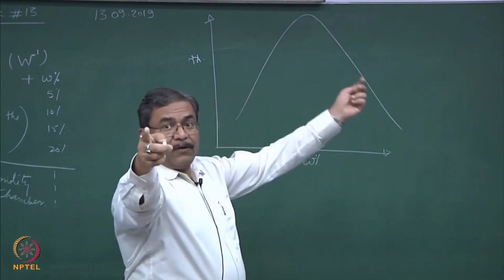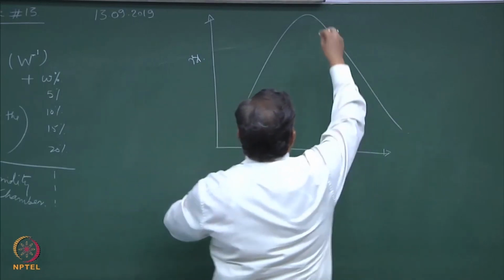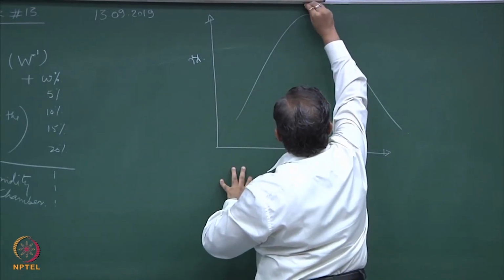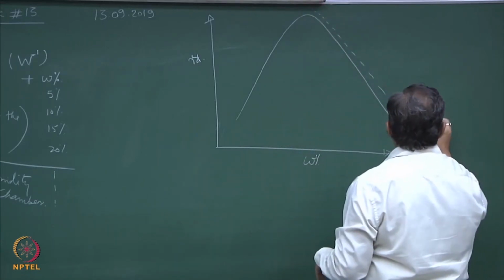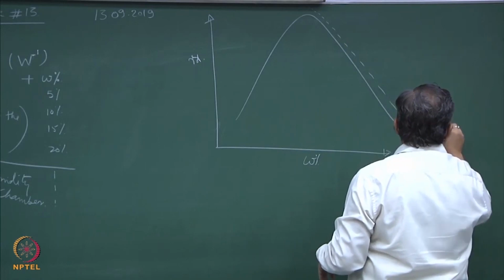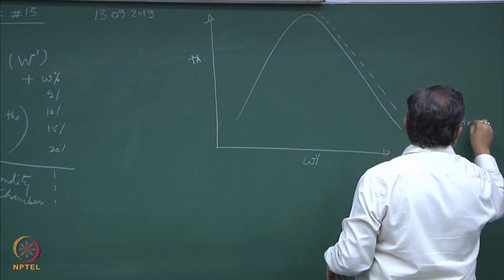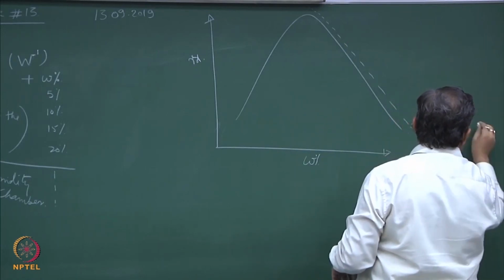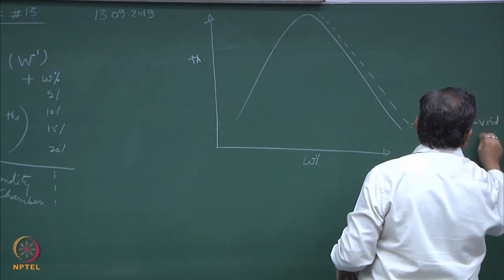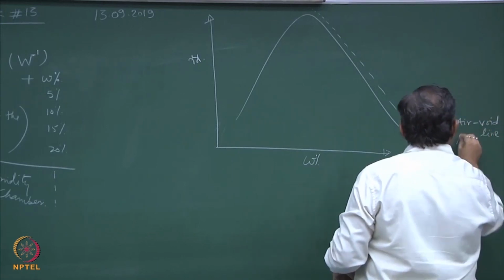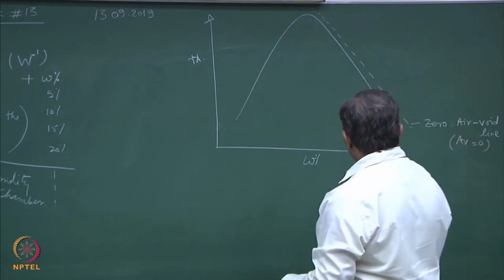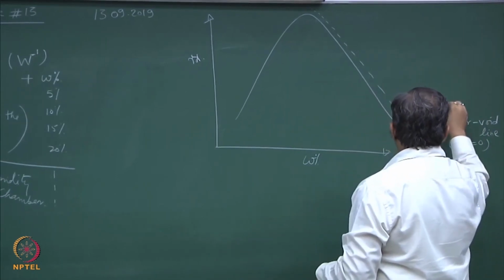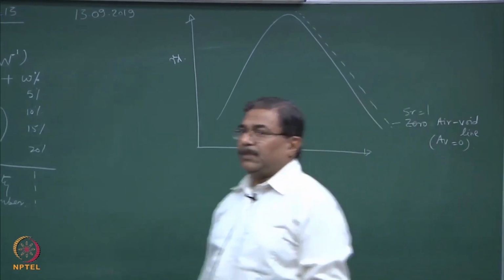What we do is we benchmark our compaction effort by drawing a line. This is what is known as the zero air void line. We normally define this as AV equal to 0. This is the place at which SR is equal to 1, a hypothetical situation.